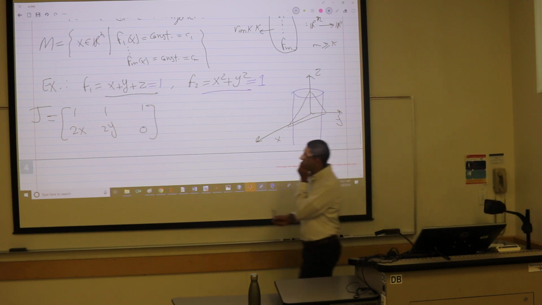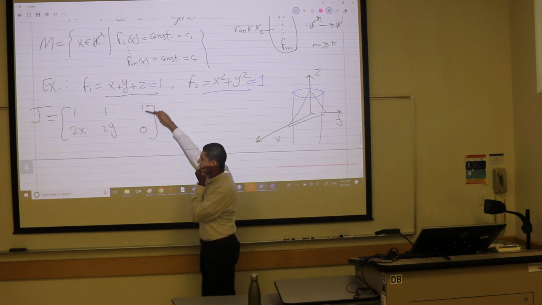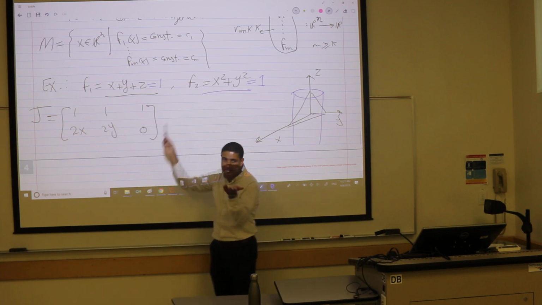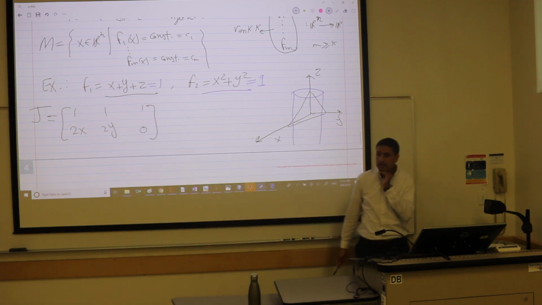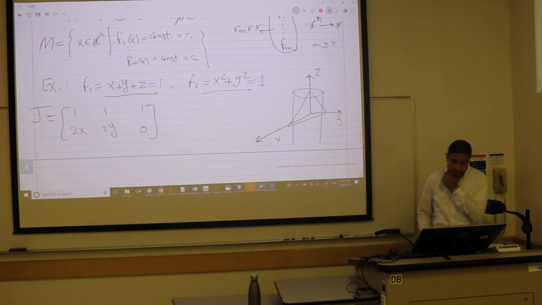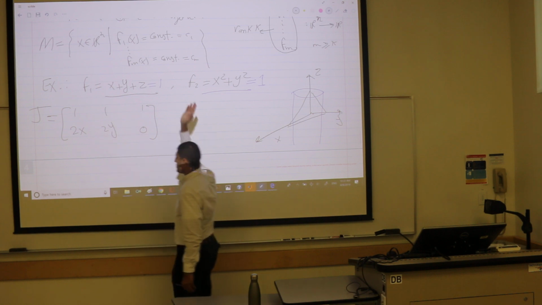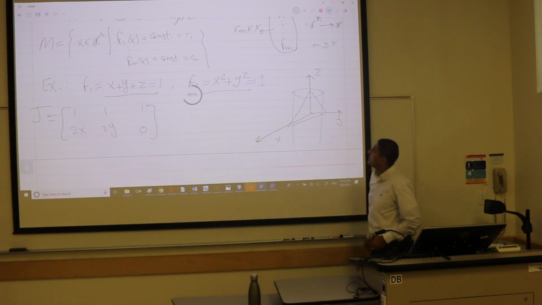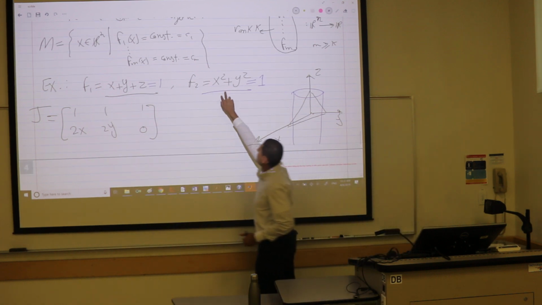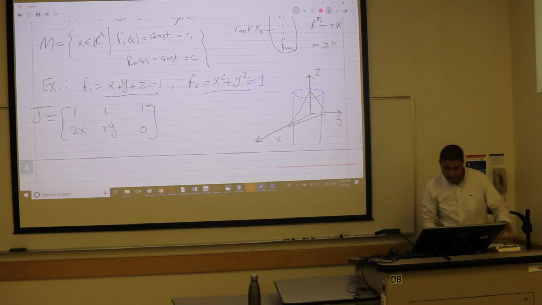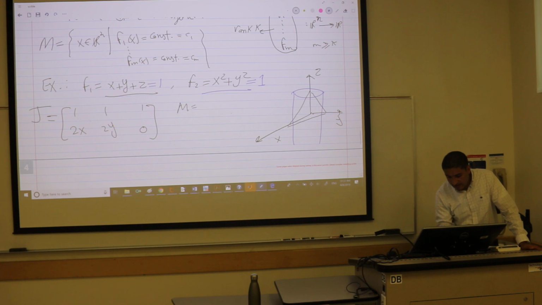So, obviously, they will always be independent, except if x and y are 0, then this one will vanish, so it's not new information, right? So this is rank 2, except for the points where x and y equal 0, which is the z-axis. But actually, the points where x and y equal 0 don't satisfy my level set, so they are not on the set. So the set M is every x.